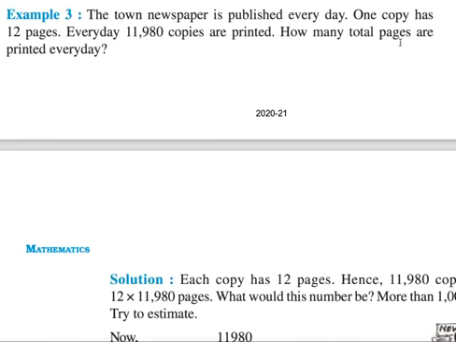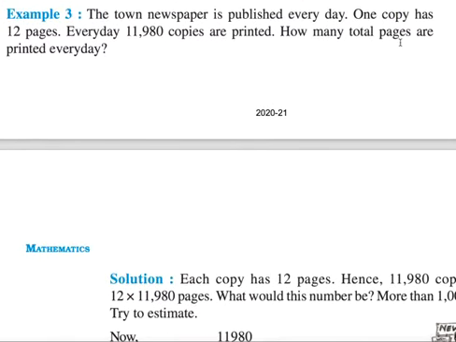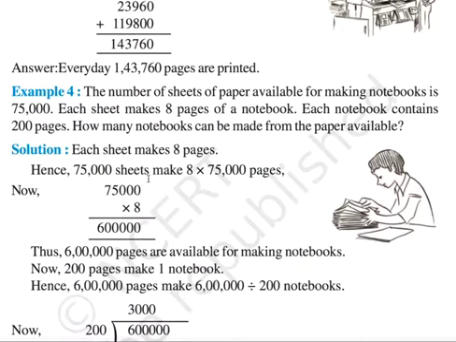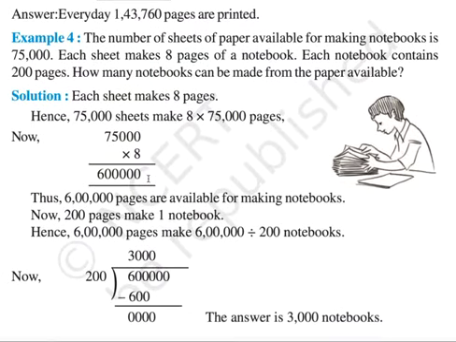The town newspaper is published every day. One copy has 12 pages. Every day 11,980 copies are printed. How many total pages are printed every day? This into 12. Two times you multiplied this, you got this. One time you multiplied this, you got this. You have to start from here, right? So adding, you got 1,43,760 pages in total.